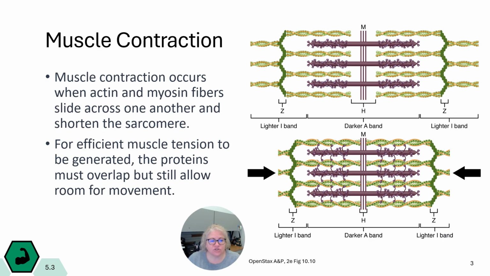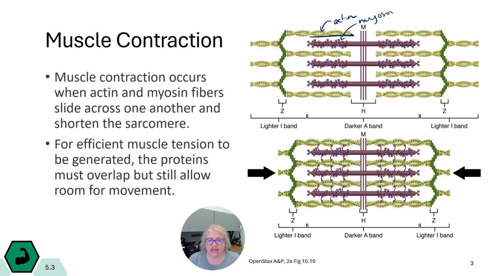Muscle contraction occurs when actin and myosin fibers slide across one another and shorten the sarcomere. For efficient muscle tension to be generated, the proteins must overlap, but still allow room for movement. We saw this in previous videos, that the actin here and the myosin here will slide against one another. The actin doesn't shorten and the myosin doesn't shorten.